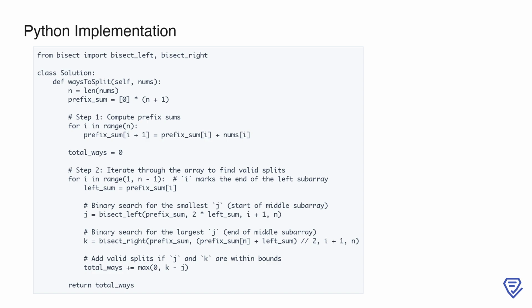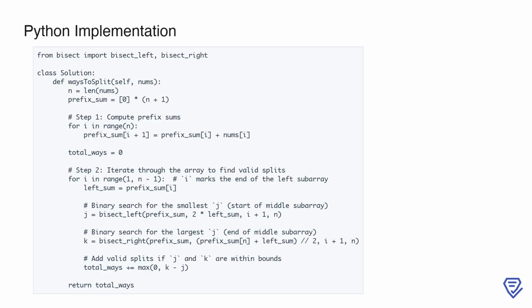Step-by-step explanation. 1. Prefix sum computation. The prefix sum array is computed to allow O(1) range sum queries. This is a common optimization in problems involving subarray sums. 2. Iterating through split points. We iterate through the array, where i marks the end of the leftmost subarray. This ensures that the left subarray is non-empty.